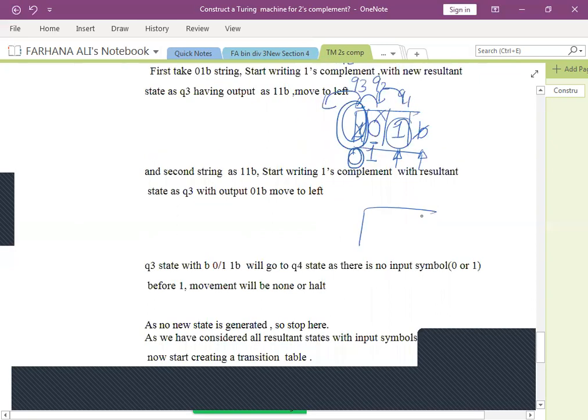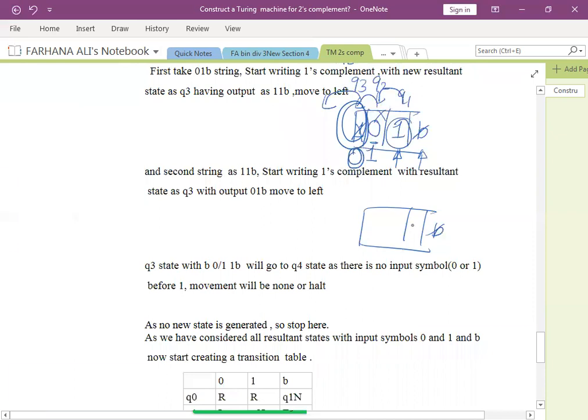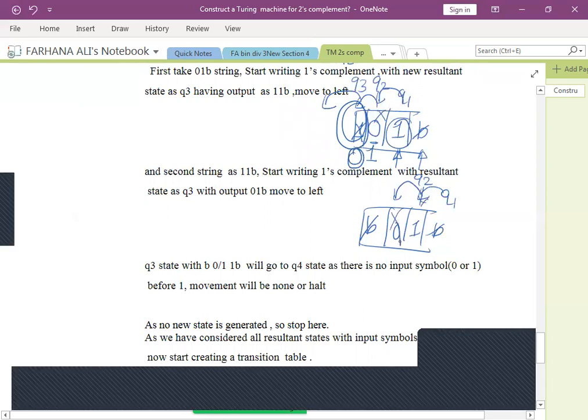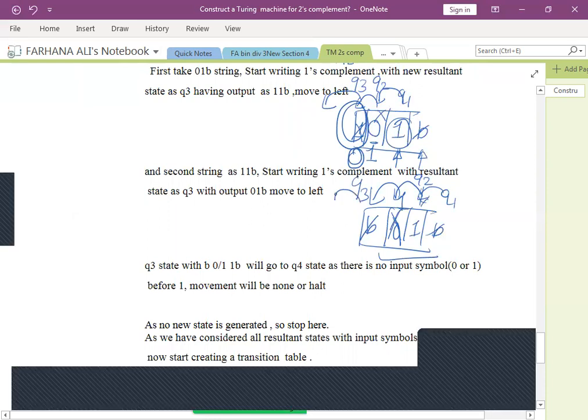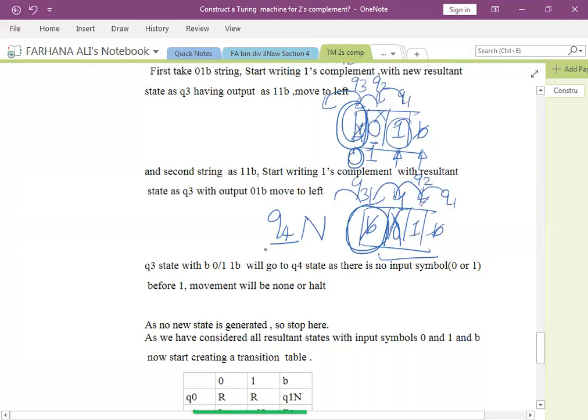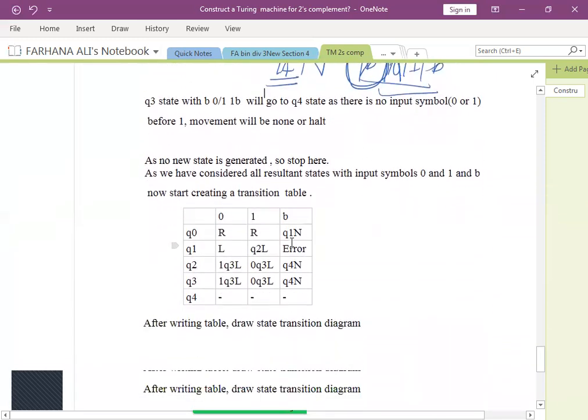Now this is your Q3 state. Okay, so where are we? This is your Q1 with the next movement as Q2. Q2 with the previous symbol as 0, that means we had converted it to 1 and the resultant state is Q3. Now Q3 with blank means we have successfully converted our input string into 2's complement. So there will be no movement because we found the start of the string, and the resultant state will be your accepting state which is Q4. That is the halting state.